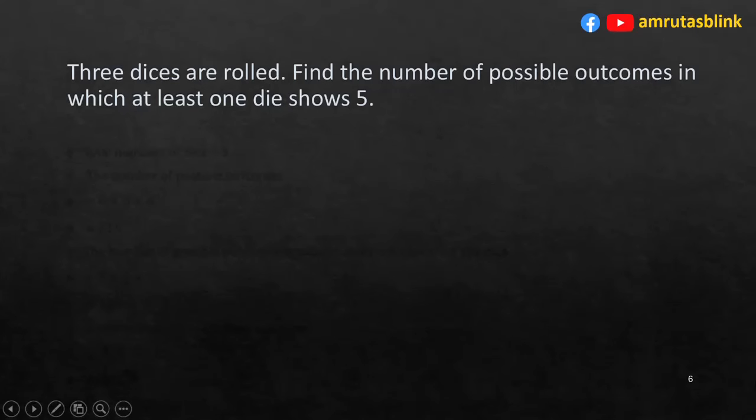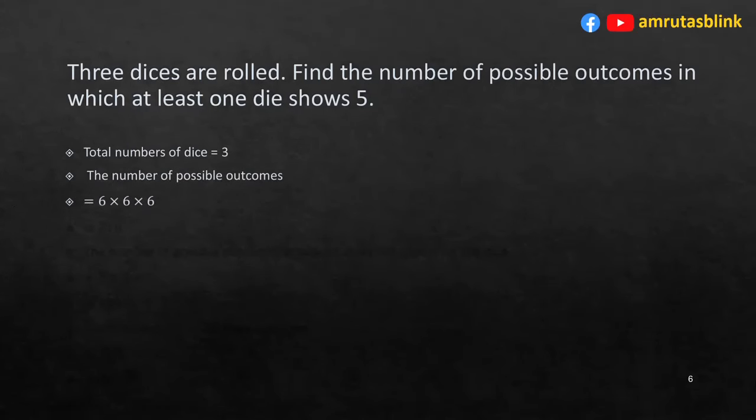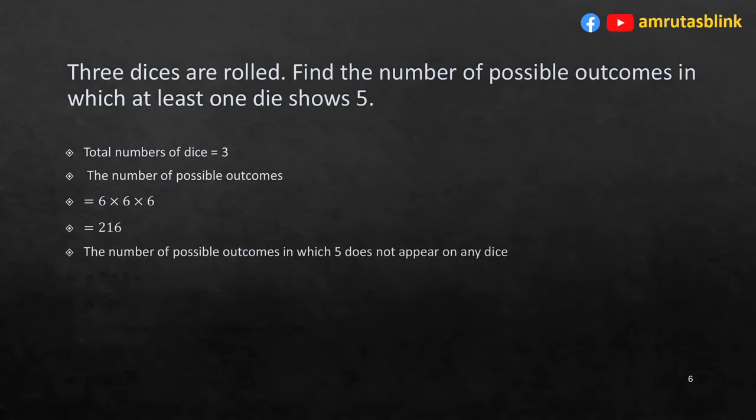Three dice are rolled. Find the number of possible outcomes in which at least one die shows 5. Now in this problem, the total number of dice which are rolled is equal to 3. So the total possible outcomes are 6 into 6 into 6, which is nothing but 216. Now we need to find out the number of possible outcomes in which at least one die shows 5.